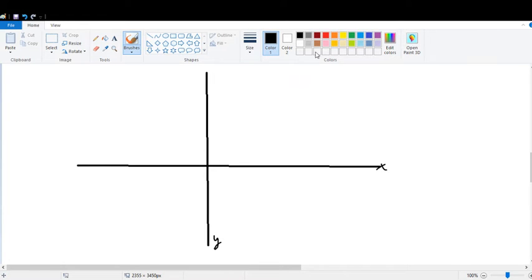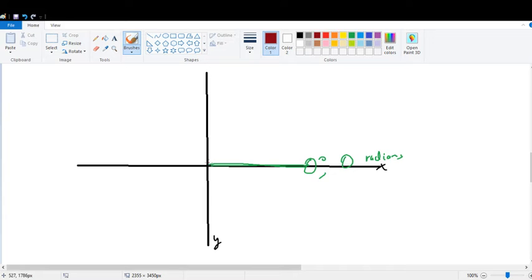So let's say that I have an angle that is 0 degrees. Well, an angle of 0 degrees is going to be right there. 0 degrees is also equal to 0 radians, or 0 pi radians.